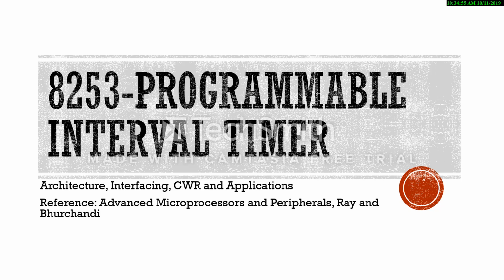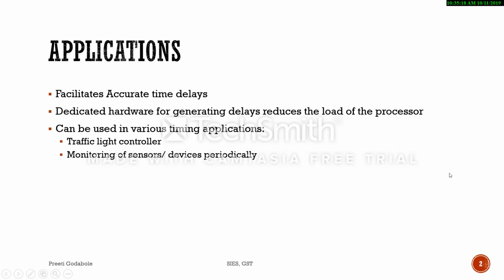It is not possible to generate arbitrary time delays precisely using the delay routines. 8253 is used to provide accurate time delays. The various applications of 8253 are: it is going to facilitate accurate time delays.